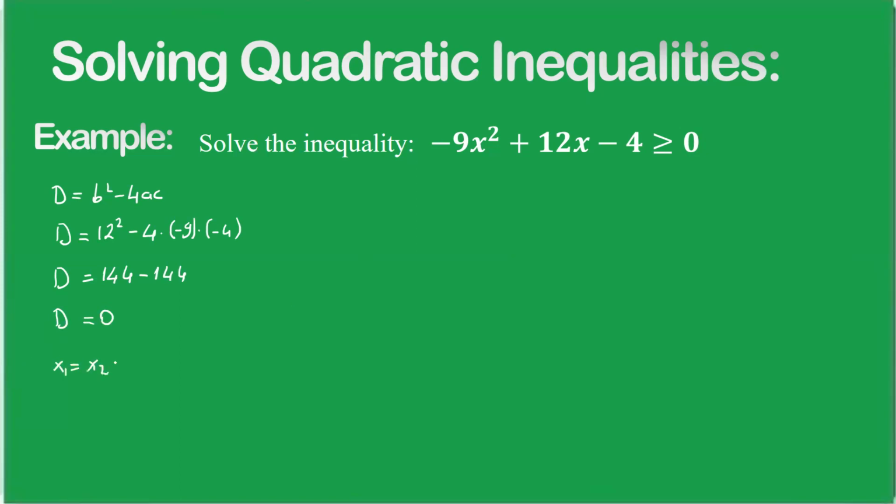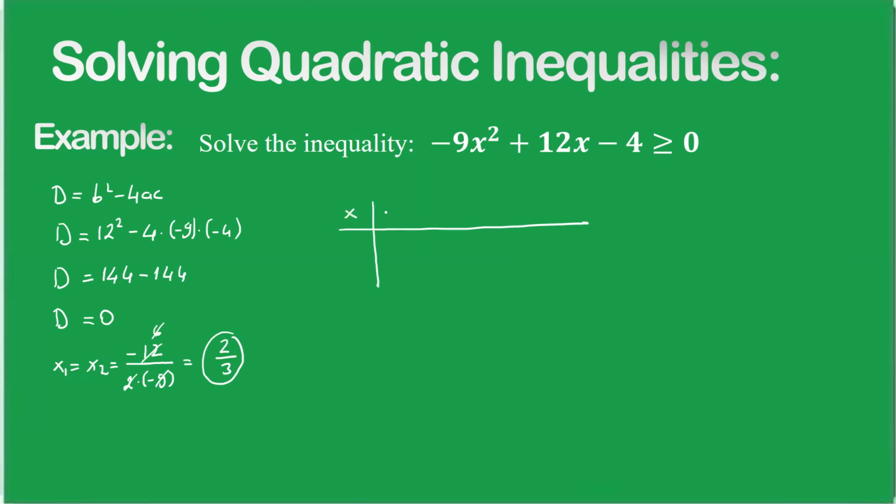x1 is equal to x2 is equal to minus b over 2a, so it is minus 12 over 2 times minus 9. Minus divided by minus, so the result becomes positive. Let's simplify them. 2 and 12 cancel each other, it's 6, and 9 and 6 cancel each other. Here we have 2, and here we have 3. The result is 2 over 3. Now our critical point is 2 over 3.